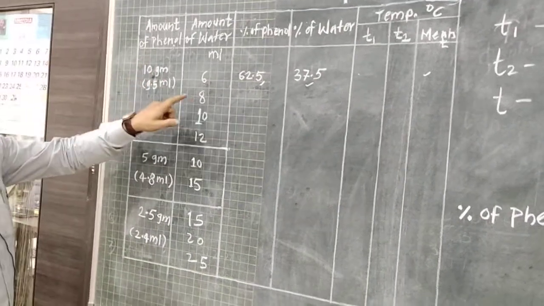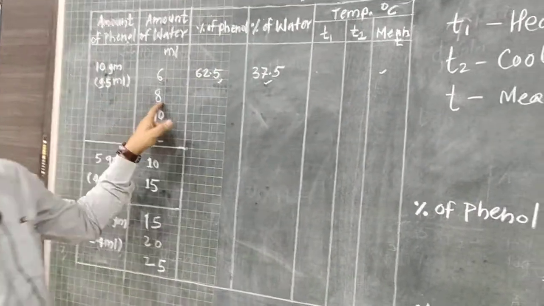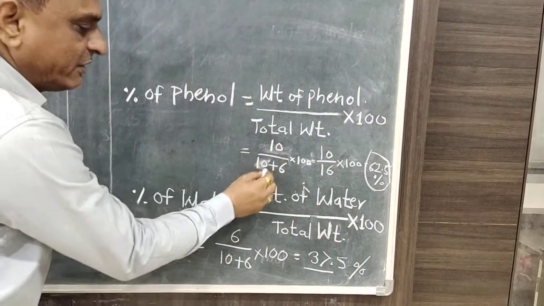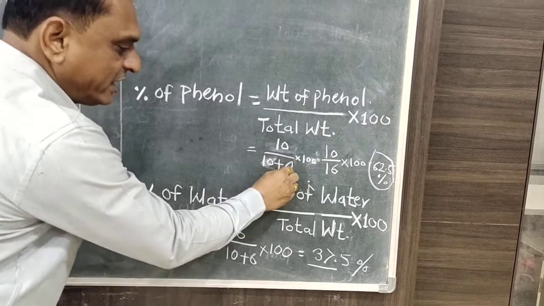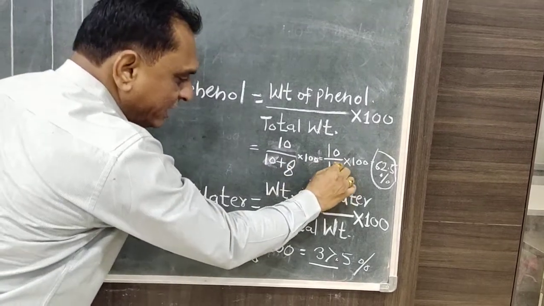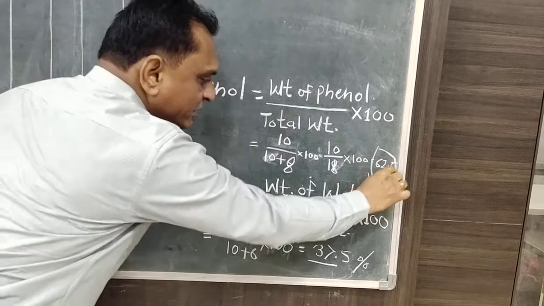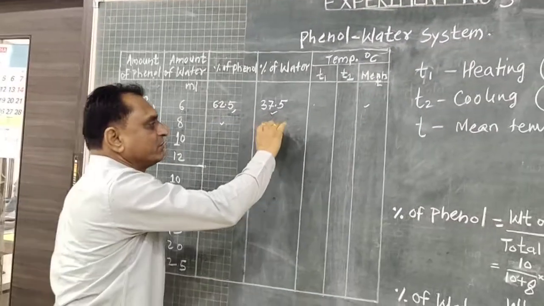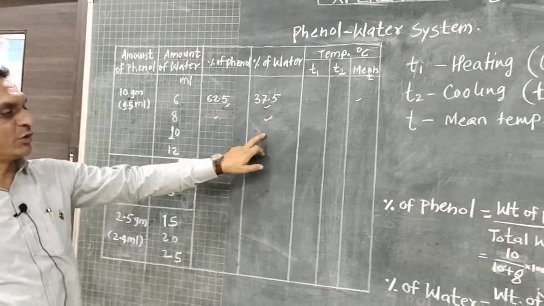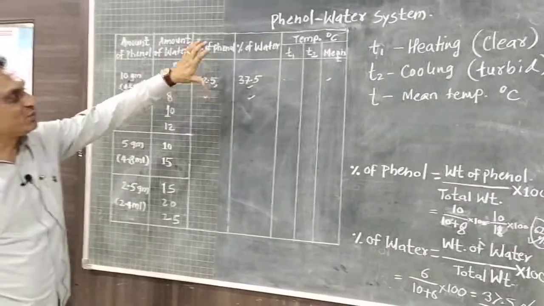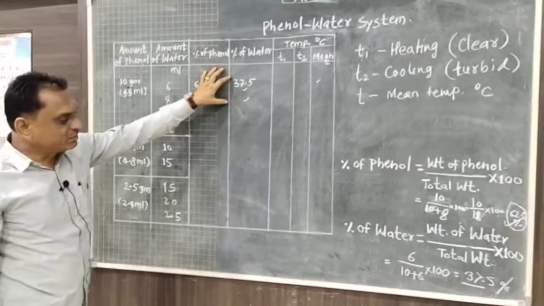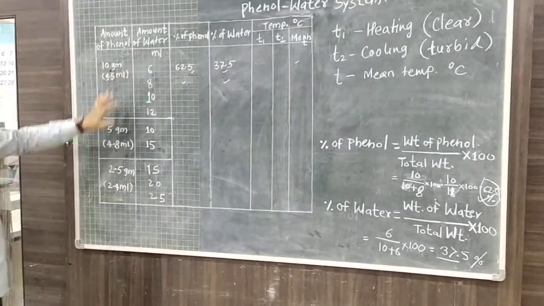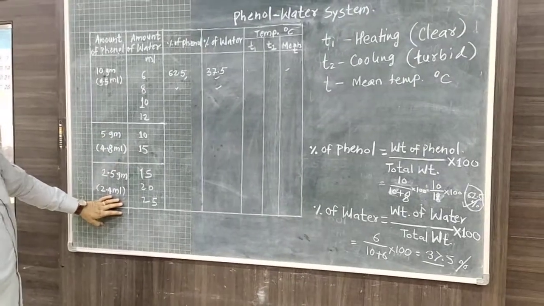While taking the second reading, we just have to change the amount of water, that is 10 gram of phenol divided by 10 plus 8, that is 10 divided by 18 into 100. This percentage of phenol can be represented here and the percentage of water can be represented in the water column. So in this way, before starting your experiment, you have to determine the percentage of phenol and percentage of water for every system under observation.